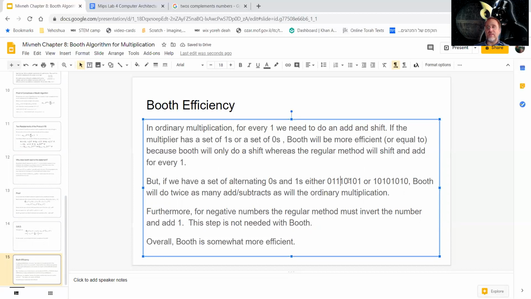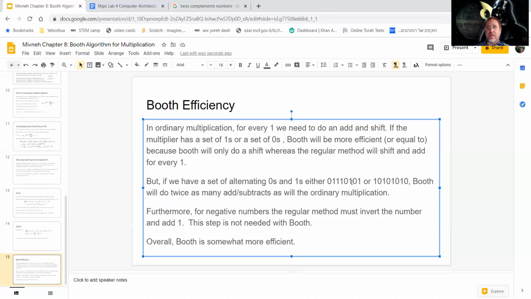Now take a case like this. What will Booth do and what will multiplication do? Multiplication will do 1, 2, 3, 4, 5 adds. Booth will do how many adds and subtracts? It'll do 1, 2, 3, 4, 5. The same. Everyone sees that? Because in Booth it'll be 0, 1, and I don't remember if 0, 1 is an add. 0, 1 is an add. Then it's a 1, 0, subtract.